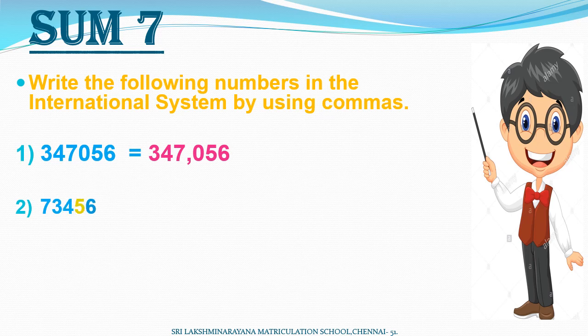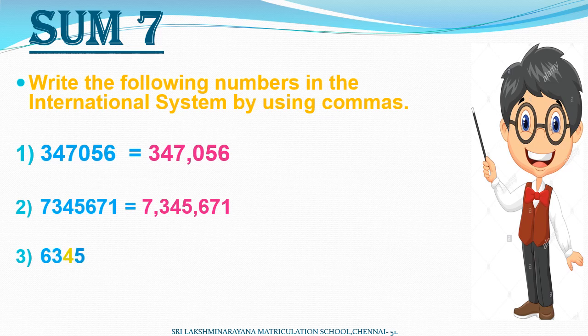And the second sum, 7, 3, 4, 5, 6, 7, 1. So this is the given number. Write down the digits and from your right corner place the commas. So the first comma will be placed in between 5 and 6 and the second comma will be placed in between 7 and 3. So after 3 digits we have to place the comma. So the number can be read as 7,345,671.